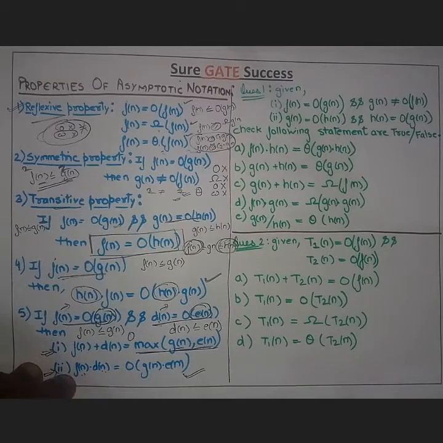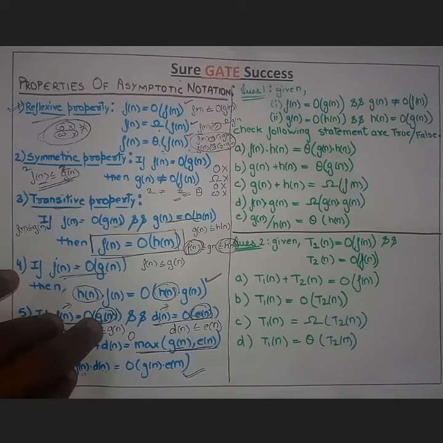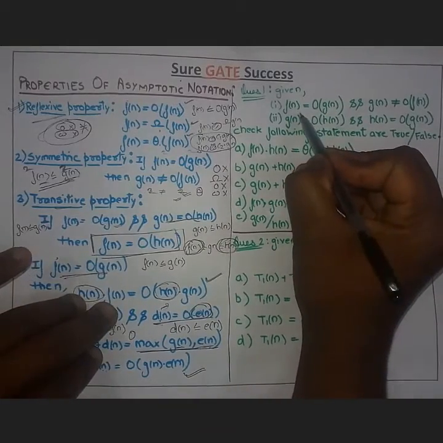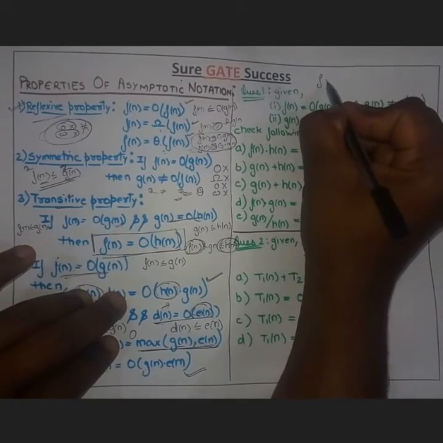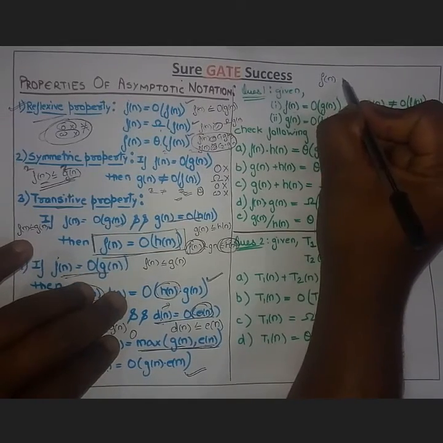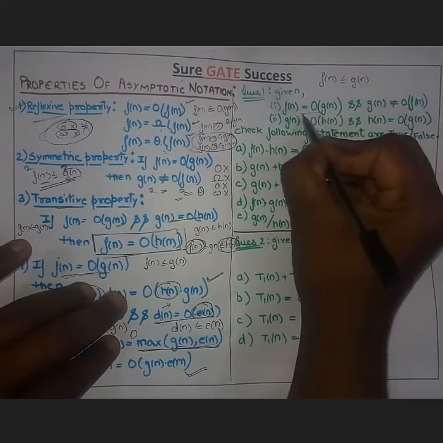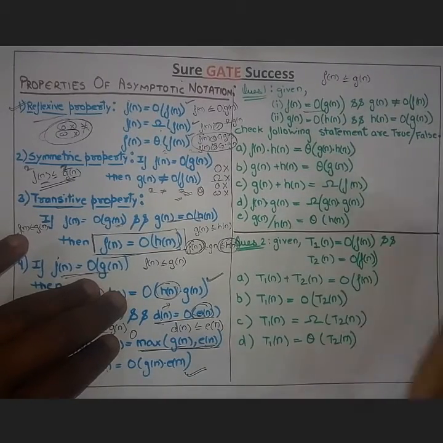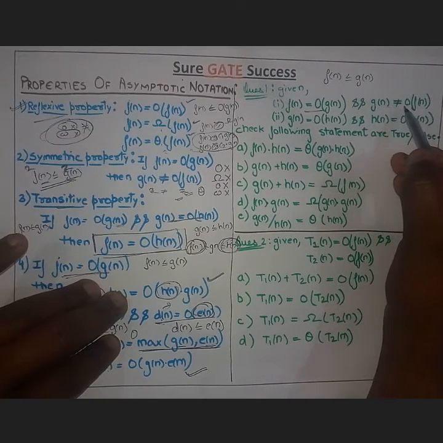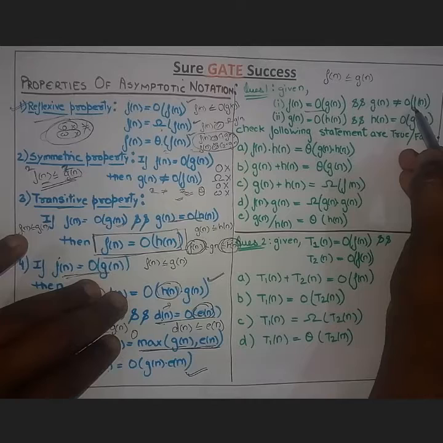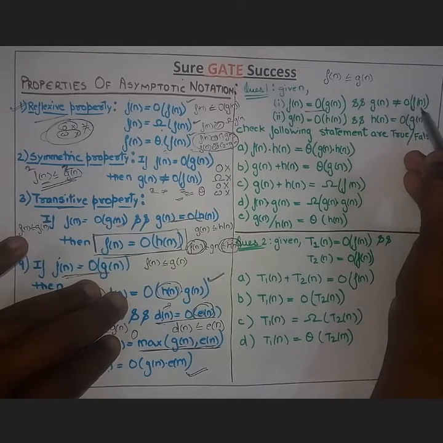Now let's understand it with examples. As in question 1, what is given? f(n) is big O of g(n), that is f(n) is less than or equal to g(n). One thing from that. And from the other part, what is given? That g(n) is not big O of f(n), that is g(n) is not less than or equal to f(n).